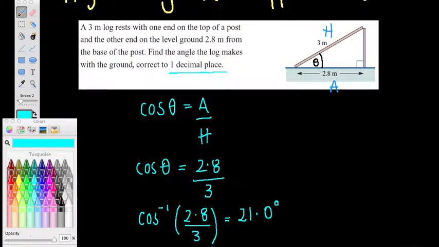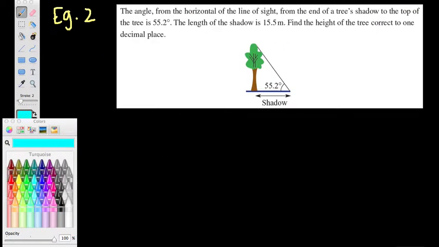Let's have a look at the second one now. Here we have the angle from the horizontal of the line of sight from the end of a tree's shadow to the top of the tree is 55.2. So this is a little bit wordy, isn't it? The angle from the horizontal of the line of sight. So here's our line of sight. There's the horizontal there. From the end of a tree's shadow to the top of the tree is 55.2.